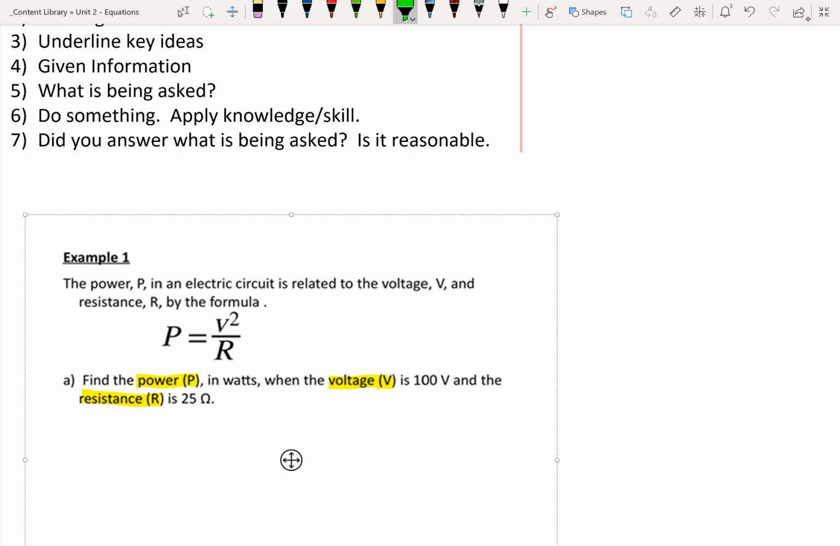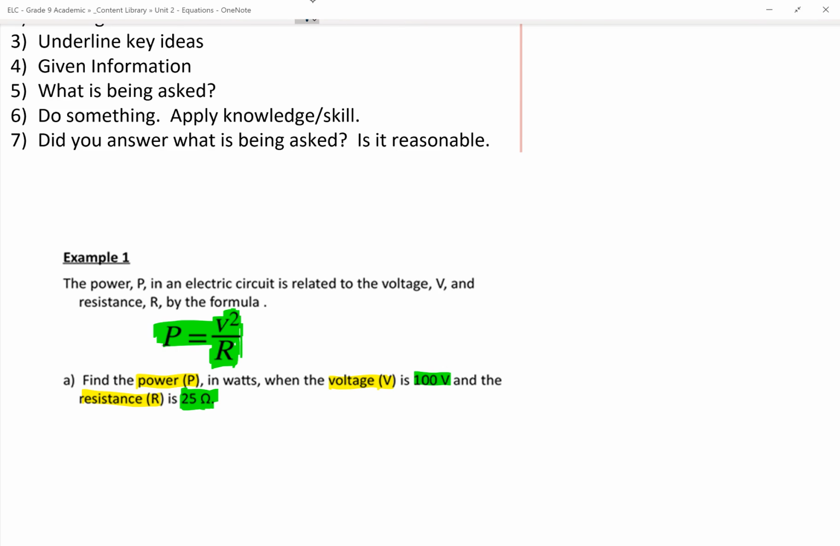Well, we have our formula, so this would be important to know. You don't need to highlight it though, but just in case you maybe forget, that is important. As well as what the voltage and the resistance is. So that's important as well. That's information that's given to us that we can use later on in our question.